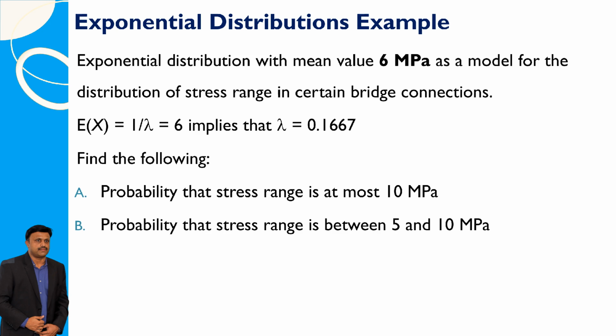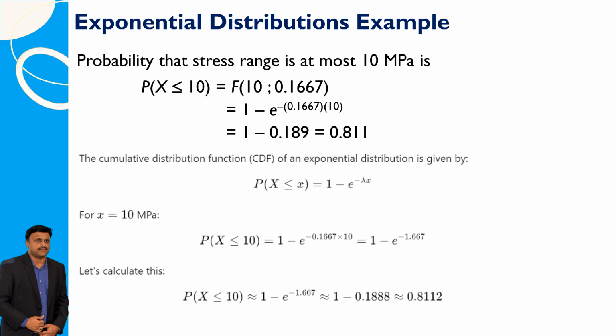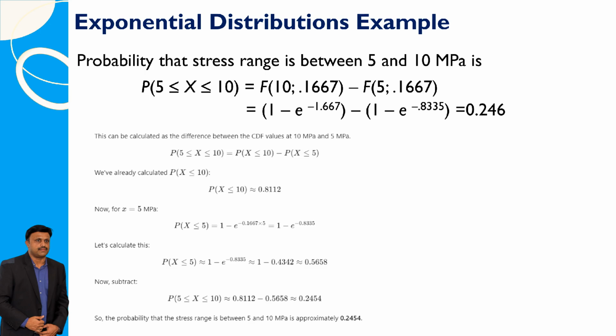To determine the probability that the stress range is at most 10 MPa, and the probability that it falls between 5 and 10 megapascals, we need to apply the exponential distribution formula. The probability that the stress range is at most 10 megapascals is 0.811, as calculated using the exponential distributions formula, as detailed here. The probability that stress range is between 5 and 10 megapascals is 0.246, as calculated using the exponential distributions formula as explained here.